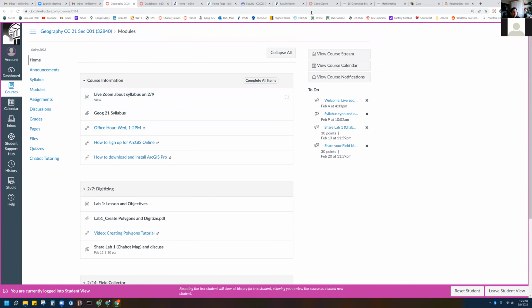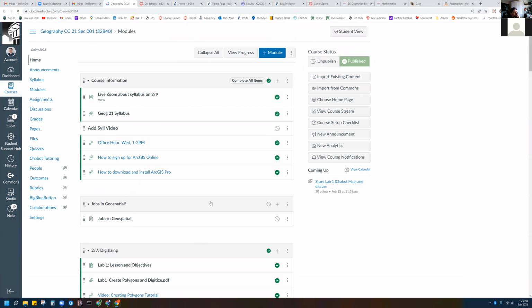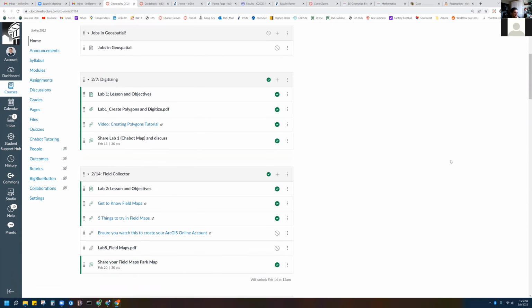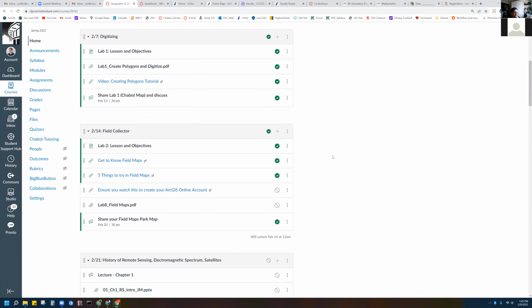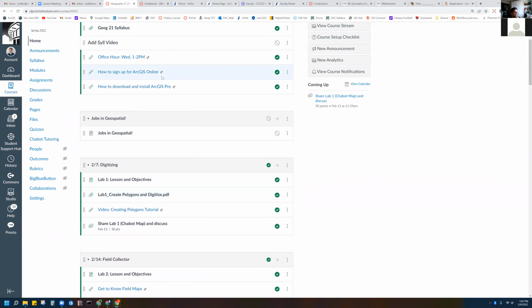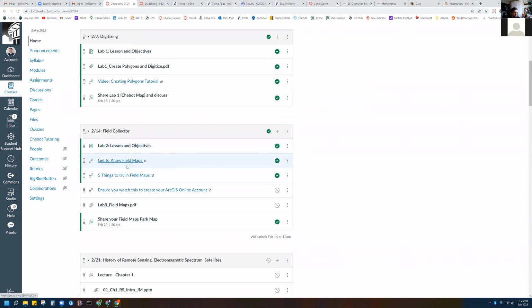Pretty straightforward. I don't need to go too far down that line. So anyways, for example, this one here is digitizing. I don't have any lecture material for this one. For the Field Collector, I have a couple of little side notes, or side videos, but these are really more of a learn-these-tools kind of thing.